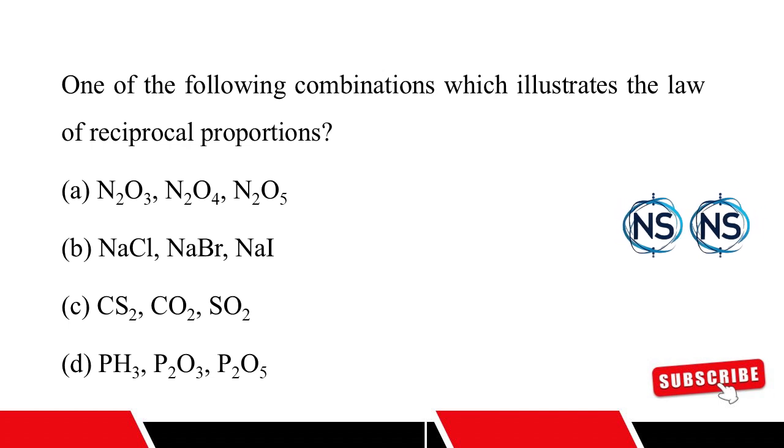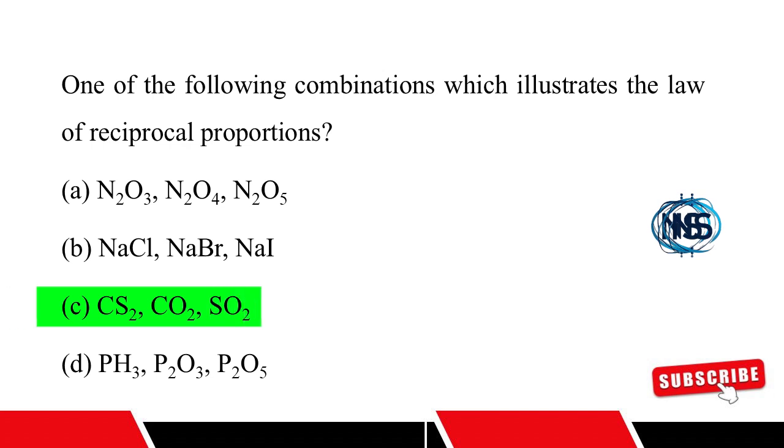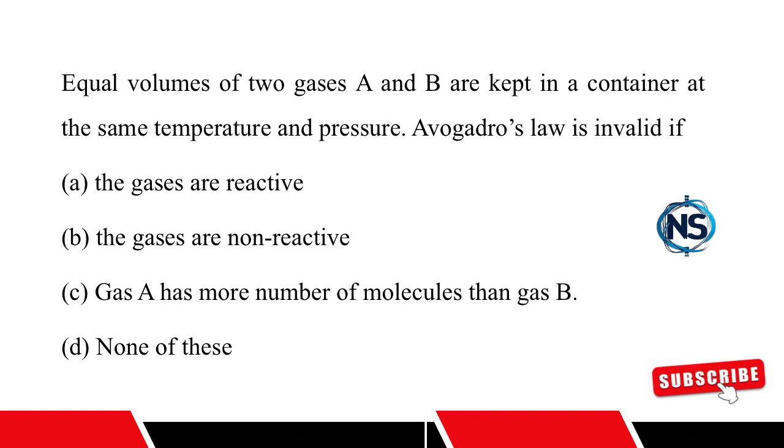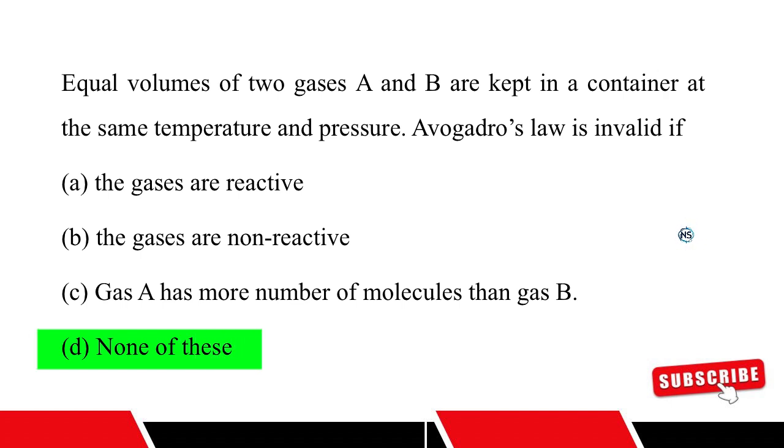Which one of the following combination will illustrate the law of reciprocal properties. The correct option is C. Equal volume of two gases A and B are kept in a container at the same temperature and pressure. Avogadro law is invalid if. The correct option is none of these.